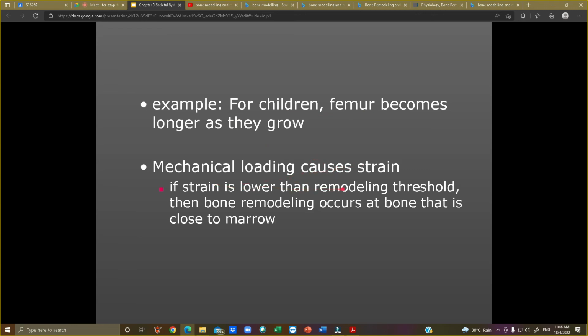If strain is lower than remodeling threshold, the bone remodel occurs at bone that is close to marrow. Maksudnya pembentukan baru, modeling baru tu akan sentiasa ada. Meaning a new cortical area will be made. Tapi dia dekat dengan dalam. Unless there are more strain dekat bahagian luar.